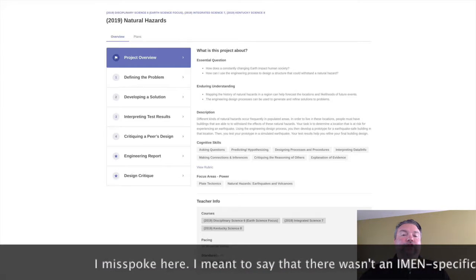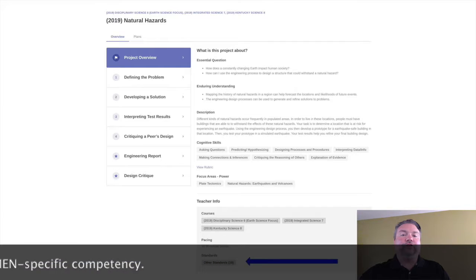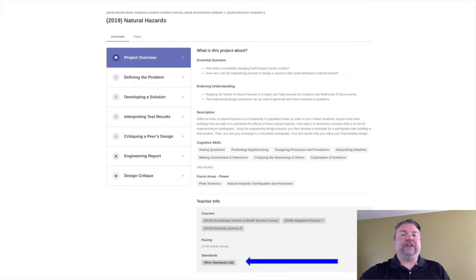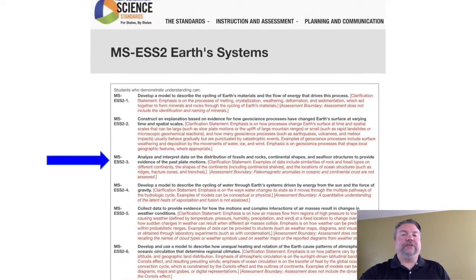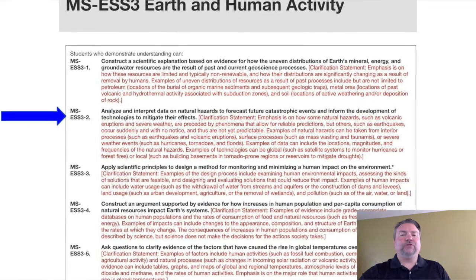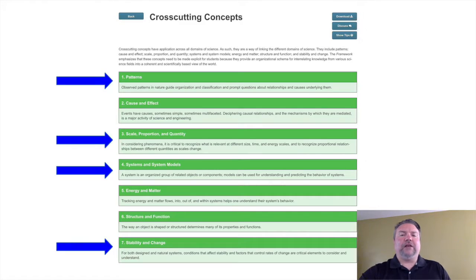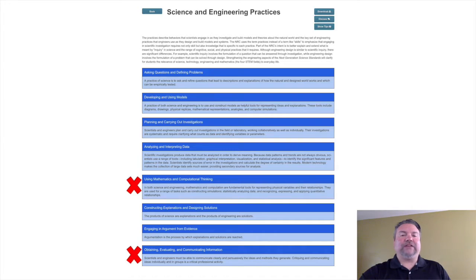So I took a look at the standards to see what exactly was included in this unit and to see if there was anything that I could make a connection to the existing competencies. What I found is that there are 18 standards listed, including 2 related specifically to Earth's systems. However, the rest of the standards are divided among the cross-cutting concepts, engineering design, and the science and engineering practices.